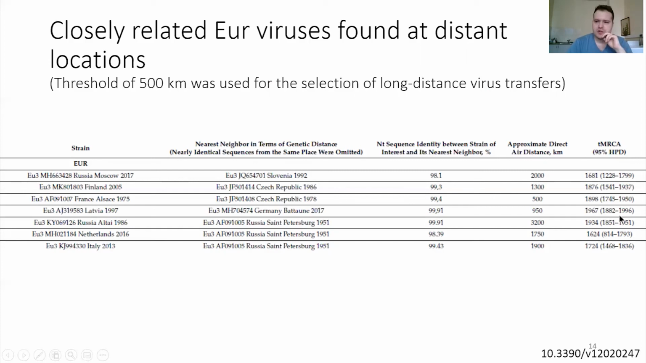And some other viruses are much closer in terms of phylogenetics. For example, viruses from Latvia and Germany differ by approximately 1 to 2 substitutions in this 1,000 nucleotide region. They were isolated in territories with approximately 1,000 kilometers between these two countries. And the most recent common ancestor for these viruses existed just 50 years ago.